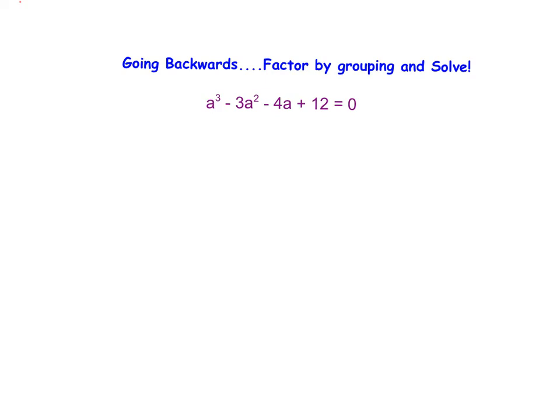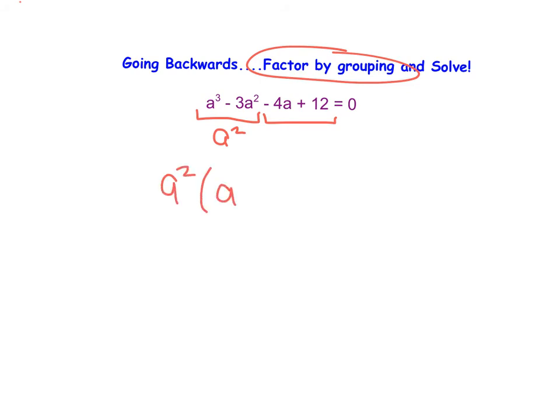So as I look at this problem, I notice that I have 4 different terms, and that these 4 terms do not have a greatest common monomial that can be factored out. So I'm going to try to use factoring by grouping instead. So I'm going to group them into pairs. I can see here I have a cubed minus 3a squared. Both of those are divisible by a squared, so I factored out an a squared. So I end up with a minus 3.